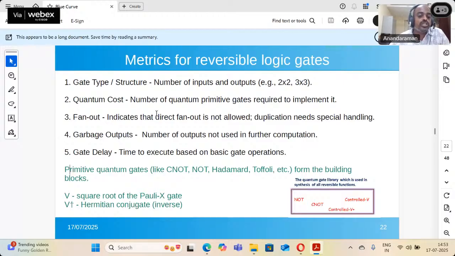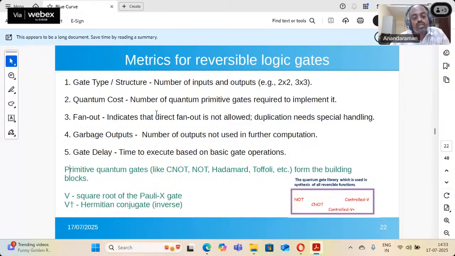Gate delay is the time to execute based on the basic gate operations. So how much delay there is determines that you cannot build a very long sequence of gates, because gate delay will increase. You can correlate this with coherence time and other things, but basically it is gate delay.